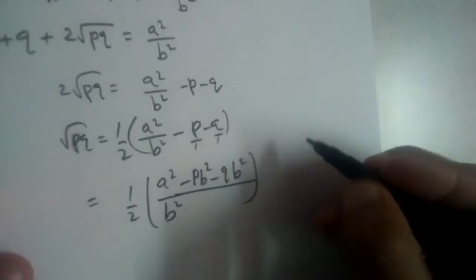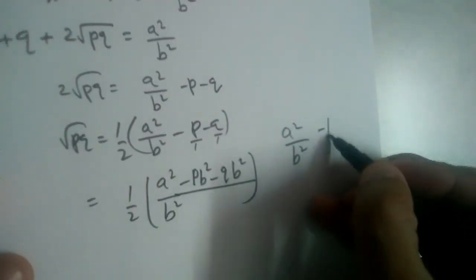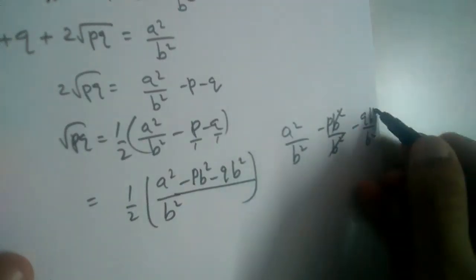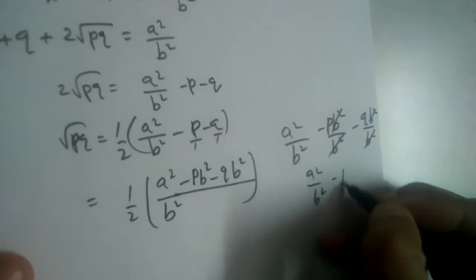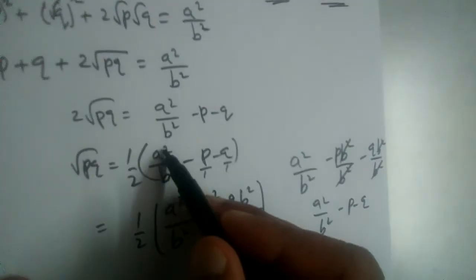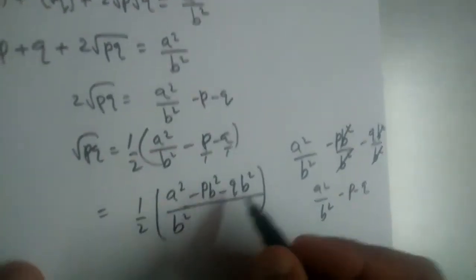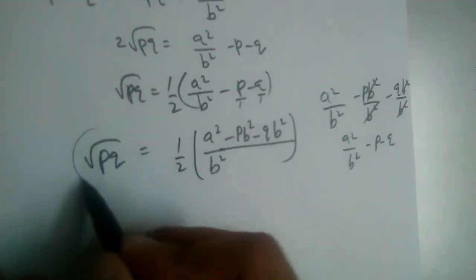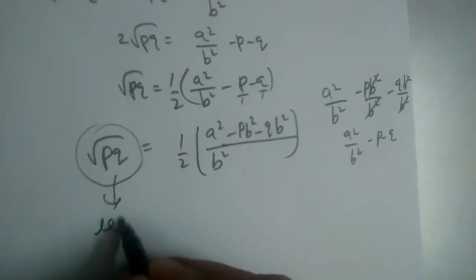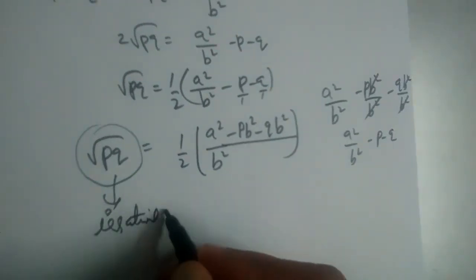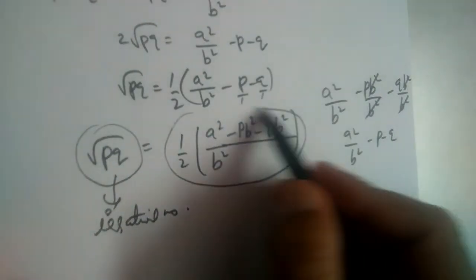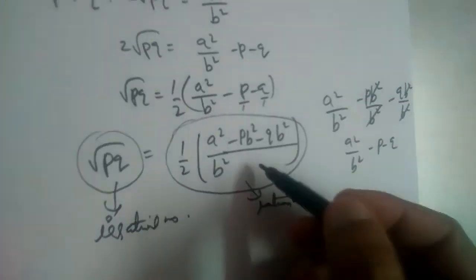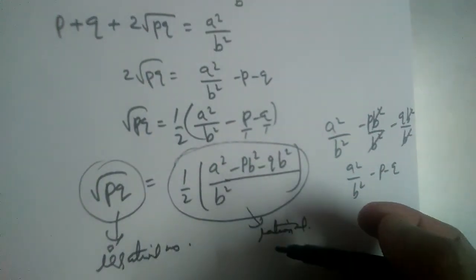If you write a squared separately again, it will be like this, isn't it? b squared by b squared, the b squared terms cancel here. A squared by b squared minus p minus q will come, right? Same thing, a squared by b squared minus p minus q. All right, so this is root pq. Now we know that this is an irrational number, whereas this whole part is a rational number. Why is it rational? Because a and b are integers, right?